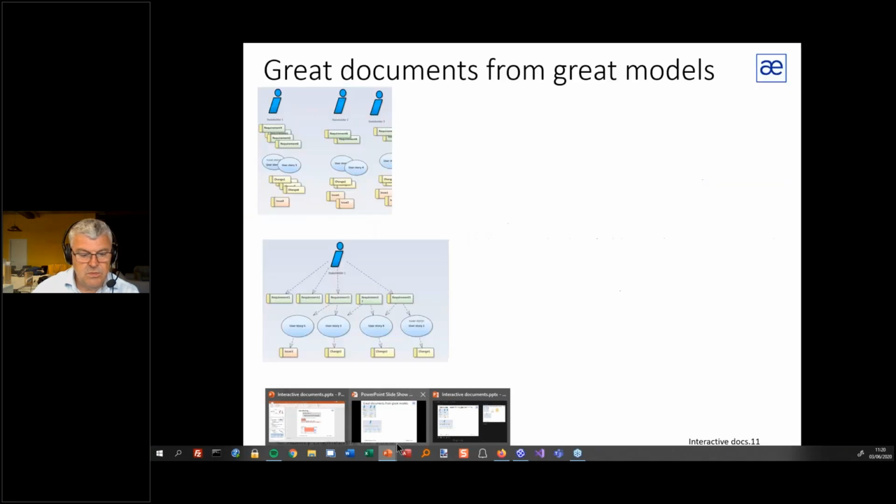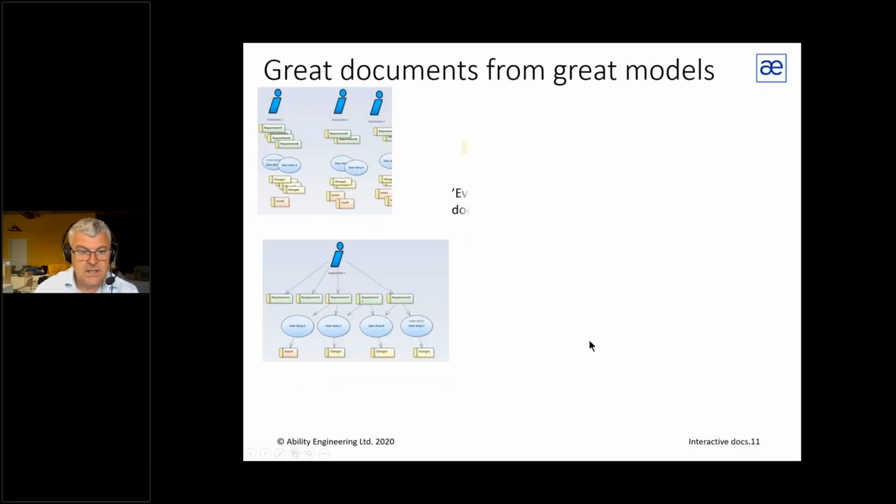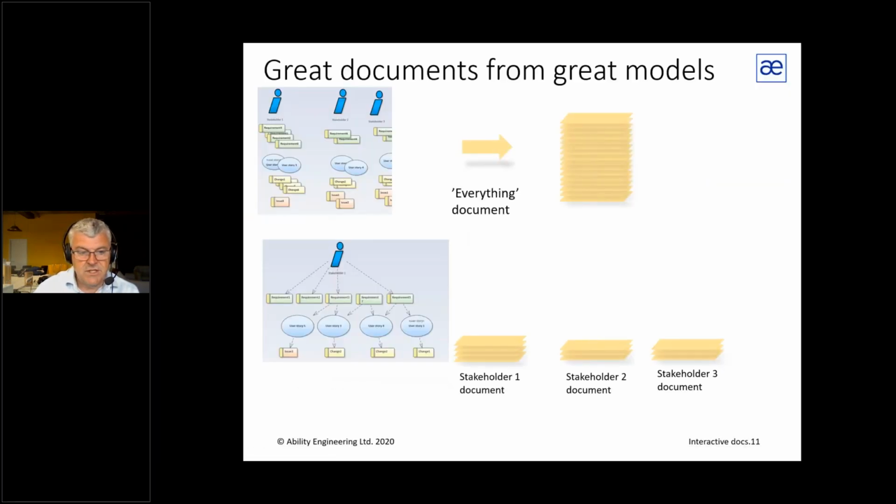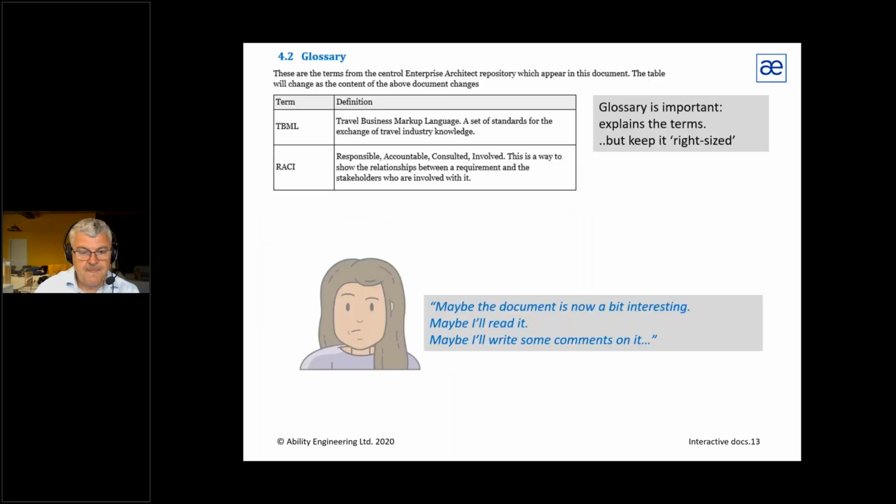I'll go back to my slides here. Yeah, they're everything documents. So I've got as far as my glossary. I've got a document that's the right size for my user. It's got only the content they need. The reader's kind of okay. What's my next stage? I'll try and write some comments on it.